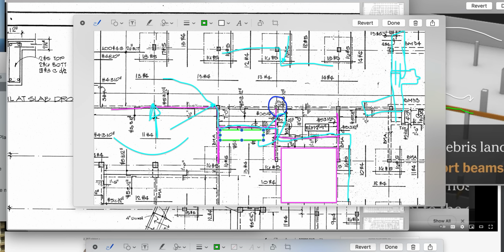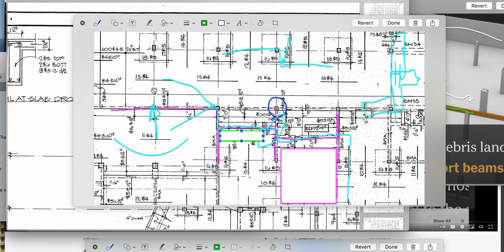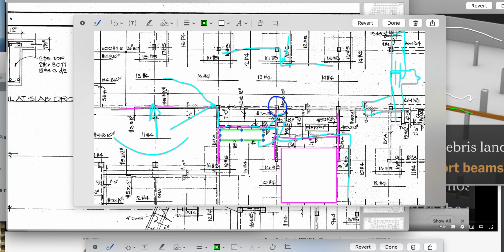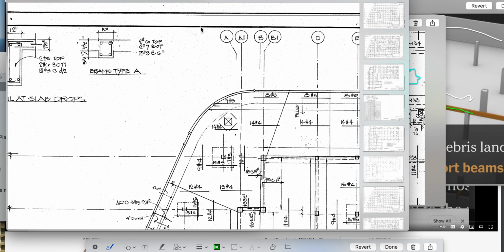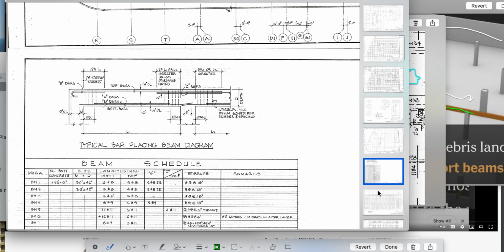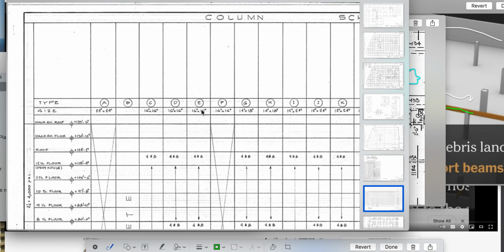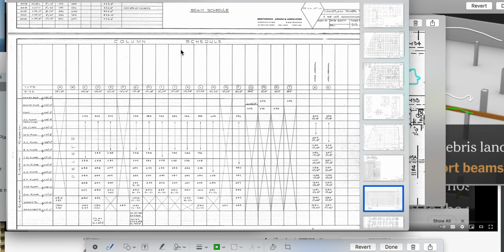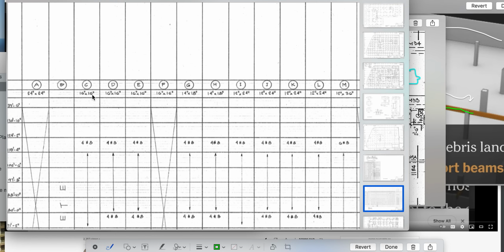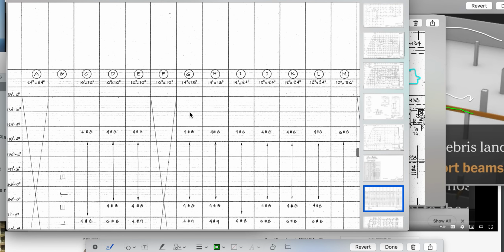Here's our L again. So our L, again in the video, shows that that's our pulling. Now let's talk about these guys here, and let's go back to the beam columns. Okay, so here's the column schedule. It's C and G that are the important ones. So here's C, and this is G.